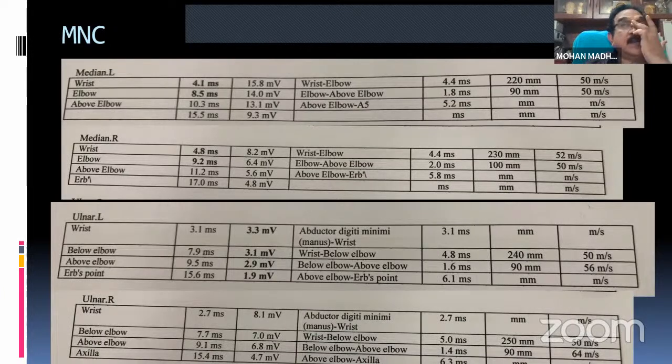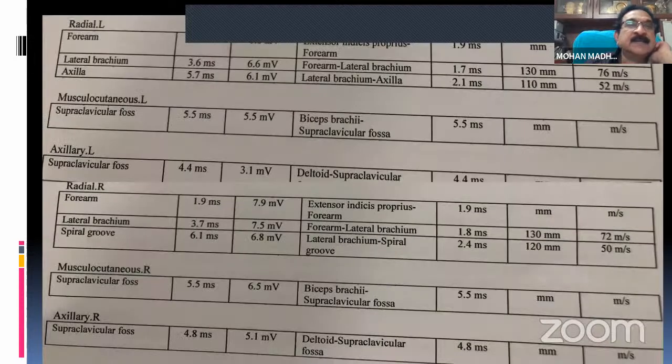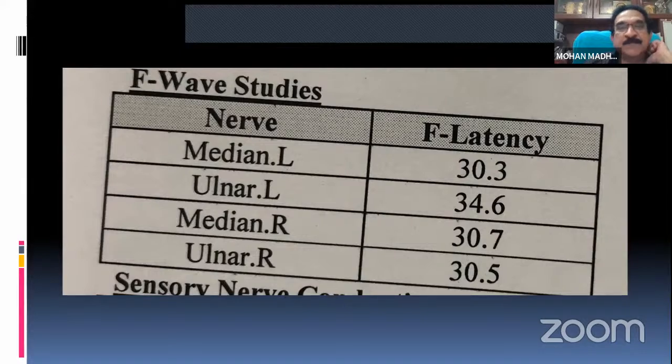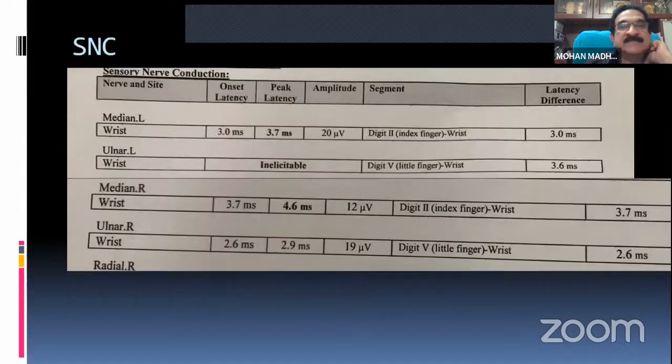Left median, normal amplitude, thenar muscle. Right median, of course, is normal. Left ulnar, low amplitude, 3.3. Right ulnar, 8.8 millivolts. Radial, normal, both right and left. Musculocutaneous, normal. F-wave study is normal. Sensory: ulnar nerve normal, median normal.